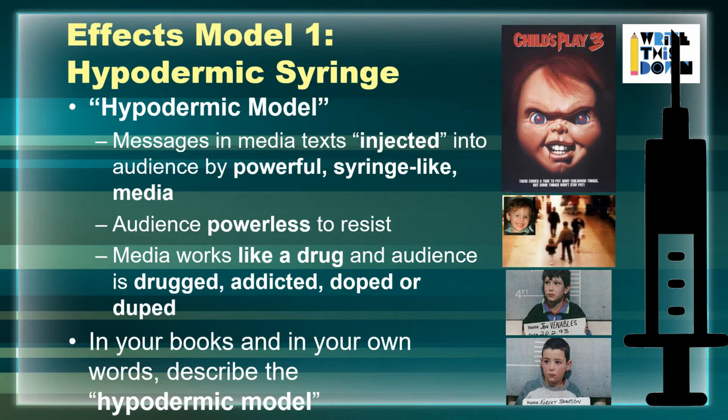The audience is powerless to resist, and the audience is negatively affected by the media. It has an immediate effect. You watch something and you react to it. You are influenced by it, and there are several examples cited for how this works. Jot down the definition of the hypodermic model, and then we'll look at a couple of examples of where effectively the media has been blamed for incidents.